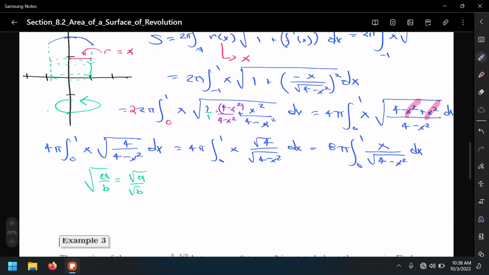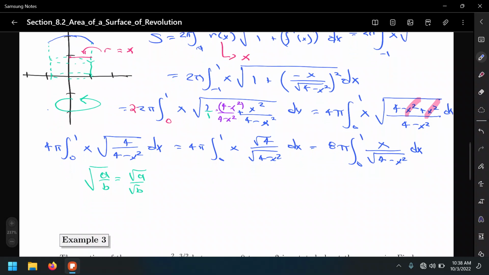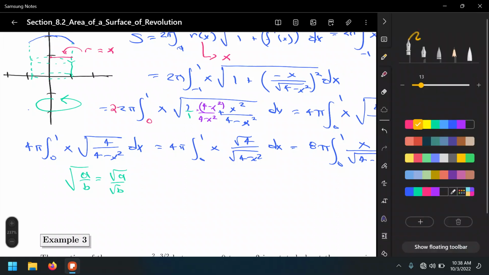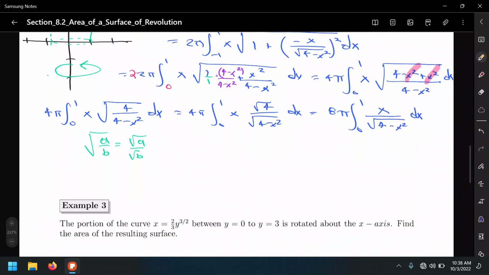U-substitution, right? U-substitution looks good because the derivative of 4 minus x squared is negative 2x to the first power, which we have over here, so it should work. All right. So that means u equals 4 minus x squared, du equals negative 2x dx. That means x dx equals negative 1/2 du.